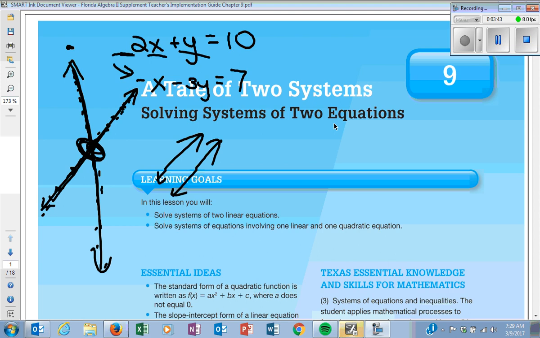Are you with me? What would happen in that case? What do I know about their slopes? How do you know parallel lines? They have the same slope, but different y-intercepts. If when I was talking linear, here's this guy and this guy. This guy has got this y-intercept, this guy's got this y-intercept, but they have the same slope. There's no solution.